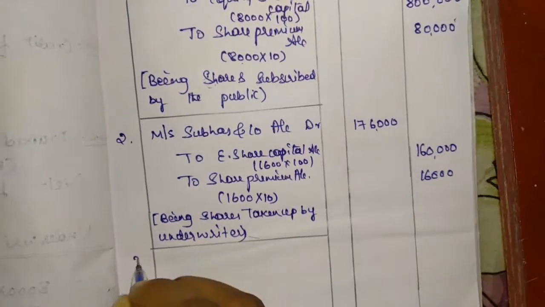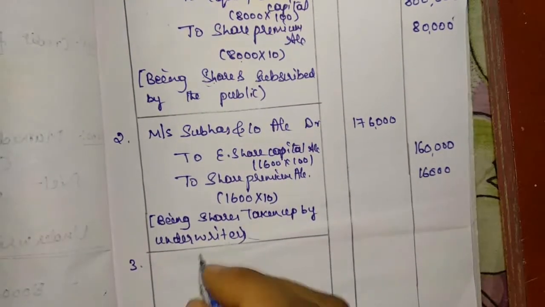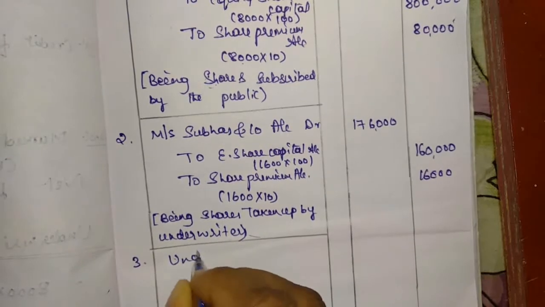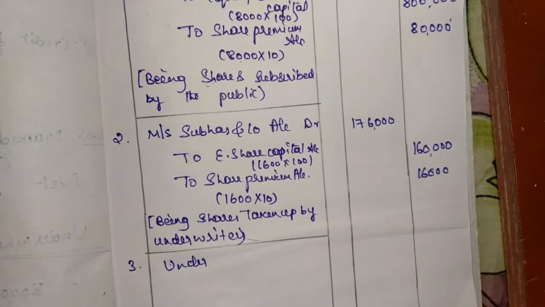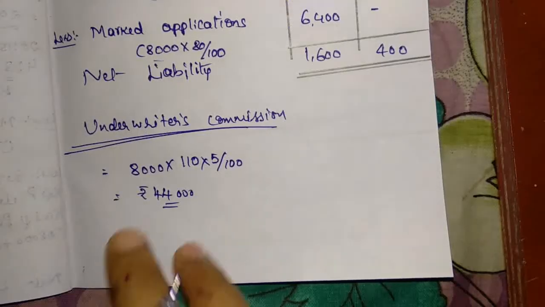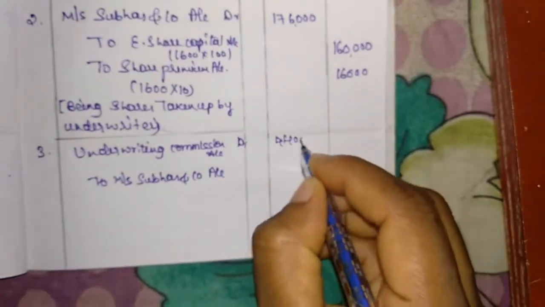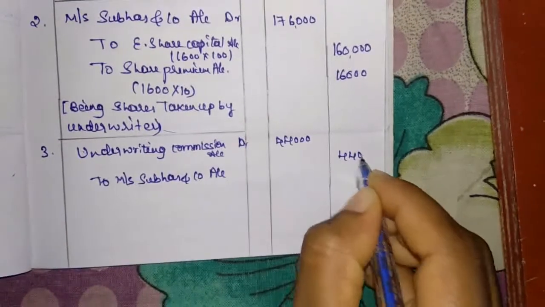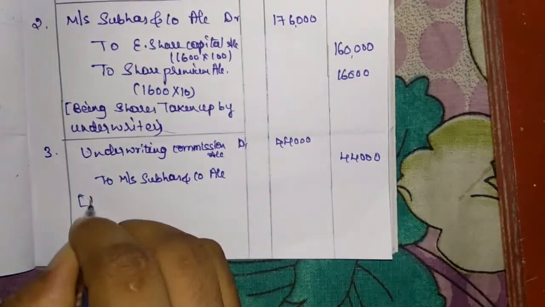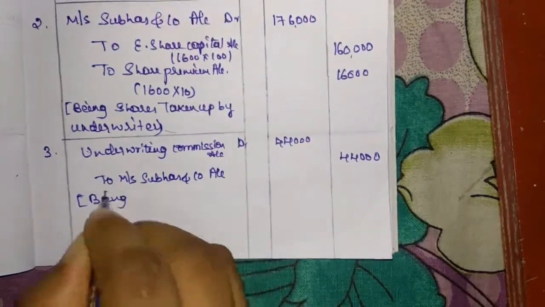Third entry is for commission due. Entry is underwriting commission account debit to underwriter's account. Commission is rupees 44,000. Narration is being underwriting commission due. And the last entry is for final settlement.